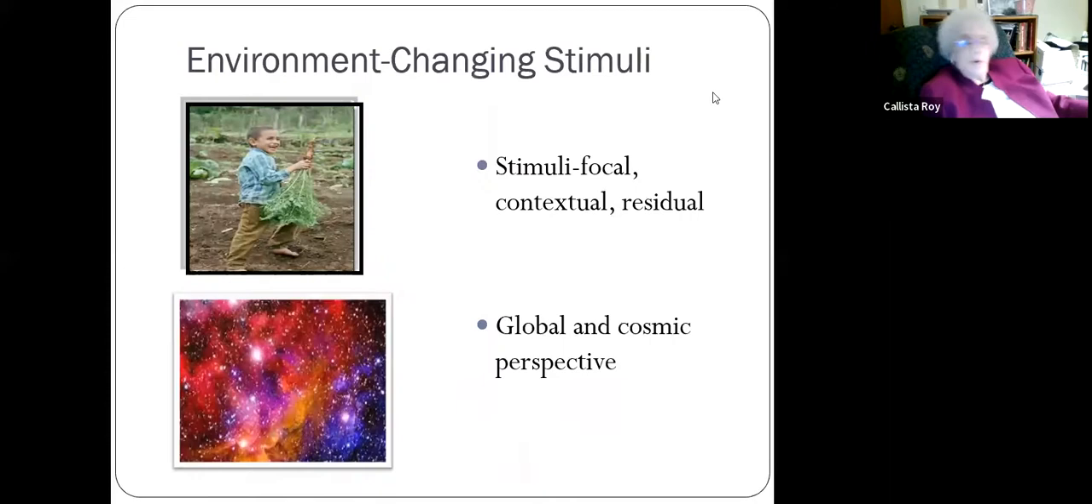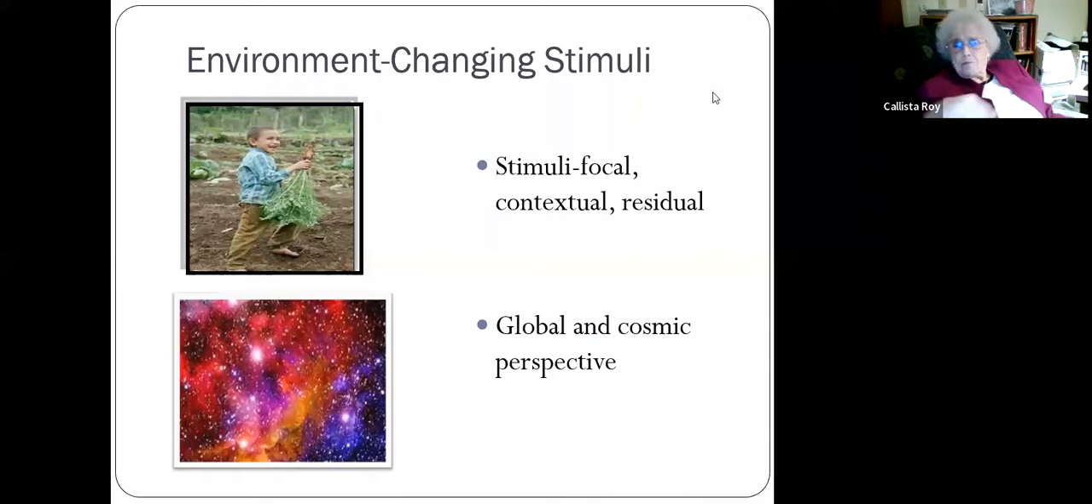So environment then relates to the notion of changing stimuli. Focal is the most immediate, confronting the person. Contextual and residual are the others. And we'll talk more about those in a moment.